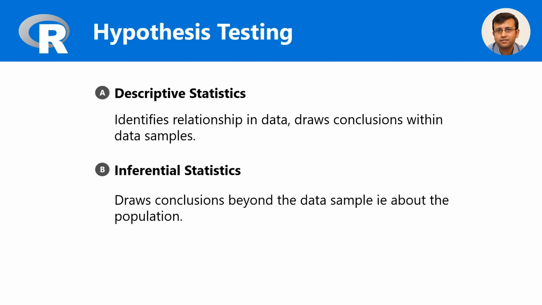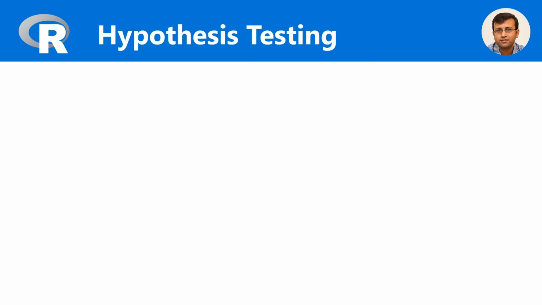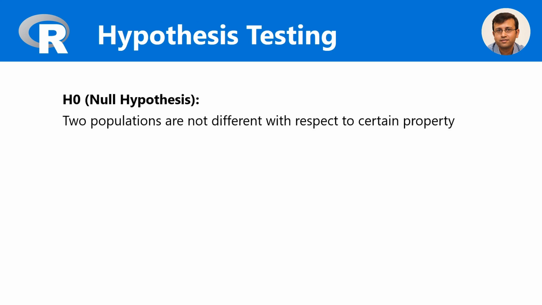Inferential statistics is the process of drawing conclusions about the populations based on a sample taken from the population. The sample is the data obtained from the population. Hypothesis testing is a procedure in inferential statistics. It is based on the idea that we can express things about the population from a sample. In hypothesis testing, we have the null hypothesis. The null hypothesis states that two populations are not different with respect to a certain parameter or property.